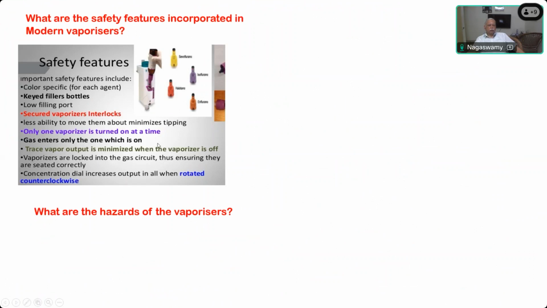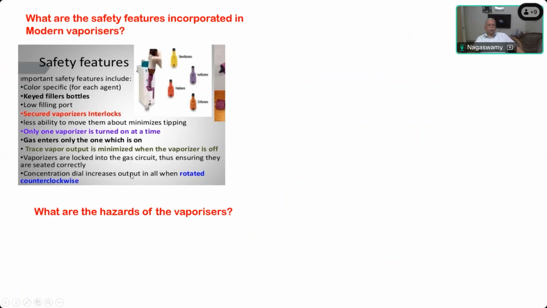In the earlier models of vaporizers, even when you keep it in off position, some amount of vaporization will come and join with the fresh gas flow. So that has been reduced to a minimum, and concentration dial output is all rotated counterclockwise. So this is a very important change. Earlier it was a clockwise rotation.